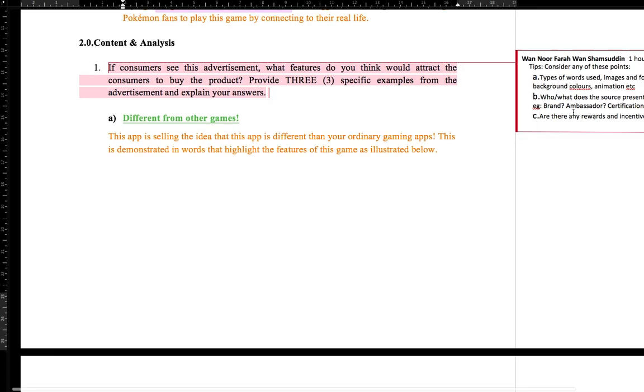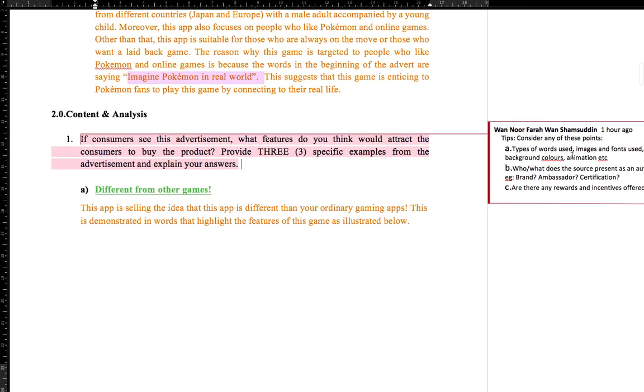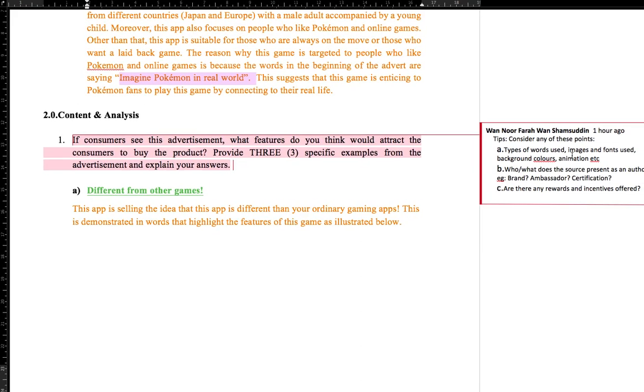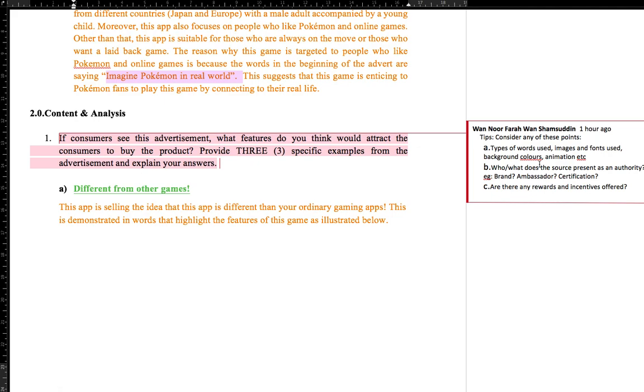Now here, I have given you some tips. You might want to consider using the words, the images, the background, the animation, and the source of the person in authority. If you can see some famous people in the advert, you might want to say, this is special because, I don't know, Siti Nurhaliza is using this, or maybe a K-pop band is using this cell phone, for example. So the model that I use is showing or indicating authority, trying to attract more consumers. And also think about if there is any reward or incentive being offered in the product itself.